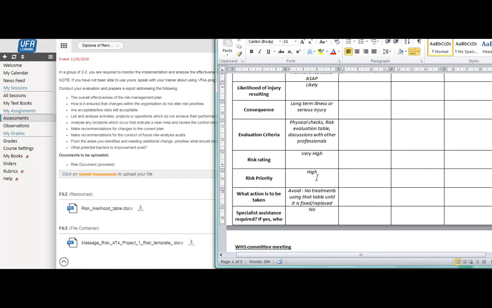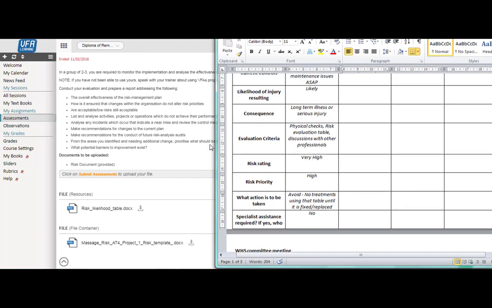A risk priority, I consider that to be a fairly high priority because you've got to ensure the safety of our clients, but also think about that financial burden. What action is to be taken? We're going to avoid it. So no treatments using that table until it's fixed or replaced.